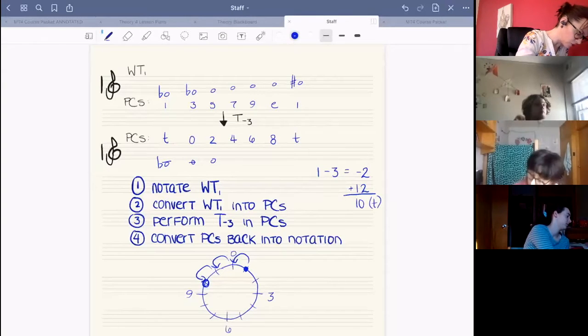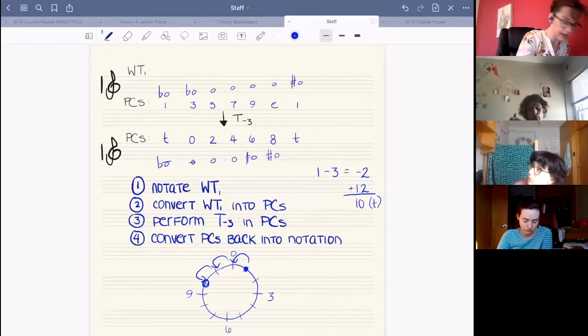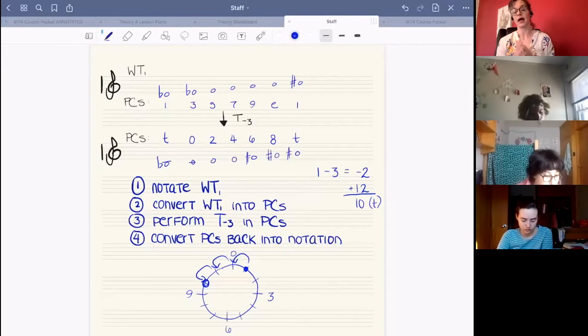And then from there, just filling in the rest of your pitches. Again, accidentals at your leisure. You could call this a G sharp or an A flat. It is totally up to you. And there you have it.